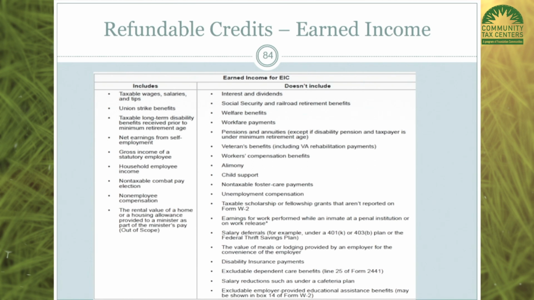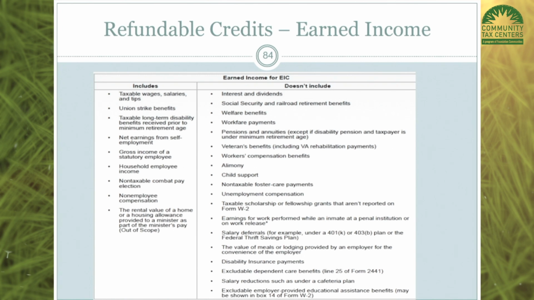We don't have any household employees that come to get their tax return done. Non-taxable combat pay election, those are those military individuals where when they go overseas, they can elect if they want to include, I think that's that box 12 code Q, if they want to include or exclude that income from being taxed. Non-employee compensation, that is our sole proprietors, self-employed individuals. And the rental house, that's out of scope for us.